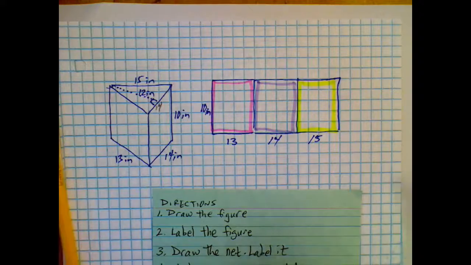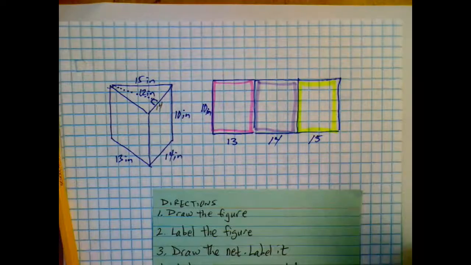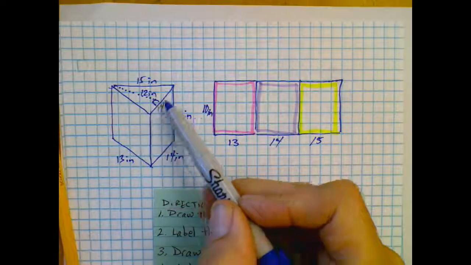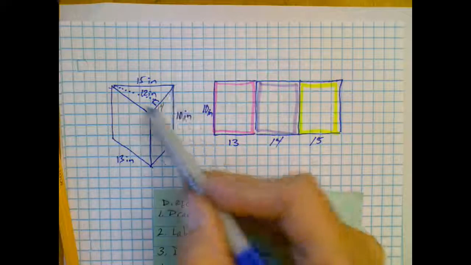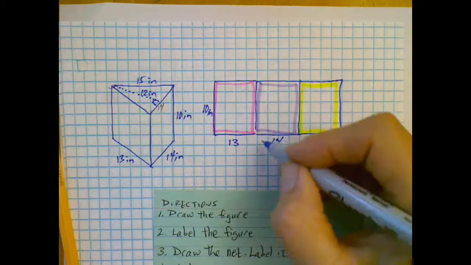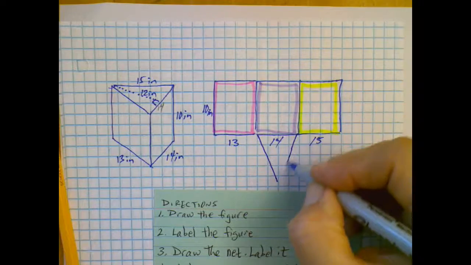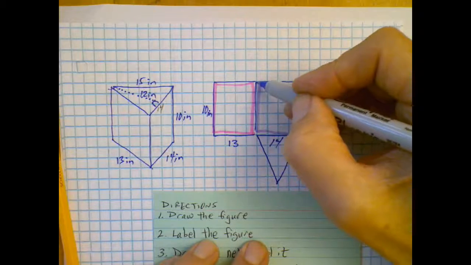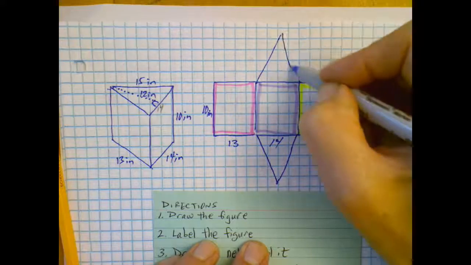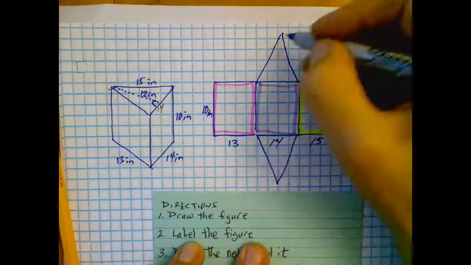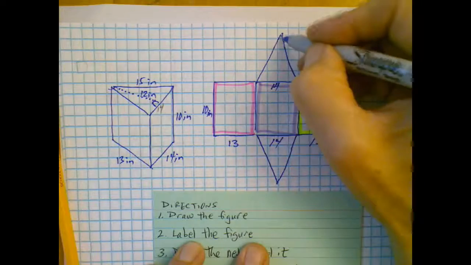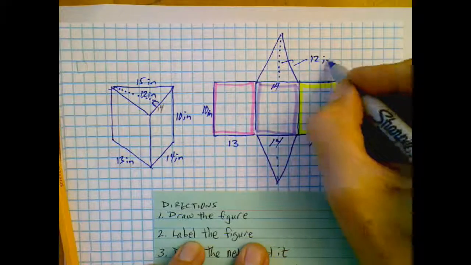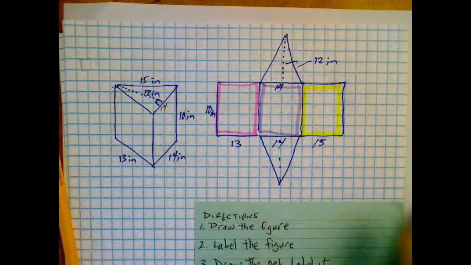Now what I have left are two triangles, one on each end. I notice that this edge here is the base of the triangle, and that's the edge that's 14. So I'm going to draw my triangle coming off the 14 because that's the shared base. So I have one on the top and one on the bottom, and that takes care of both ends. And I notice its base is 14, and its height is 12. So there you go. I've drawn the net and I've labeled it.